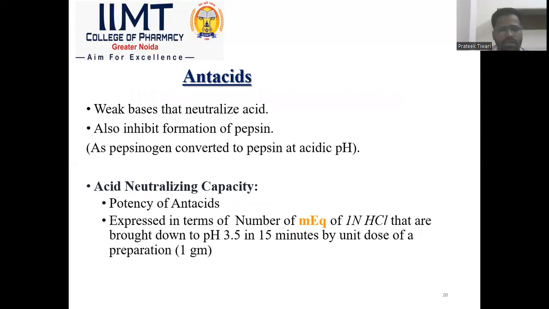Now second, we use antacids. Antacids are very weak bases, so they neutralize the HCl, and they also inhibit the formation of pepsin.